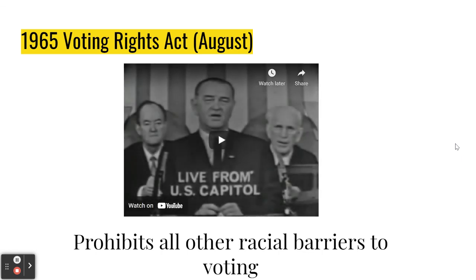All right, so again, these are a handful of the very significant pieces of legislation, amendments, or court cases that were instrumental in providing much needed civil rights to African Americans during this time period.